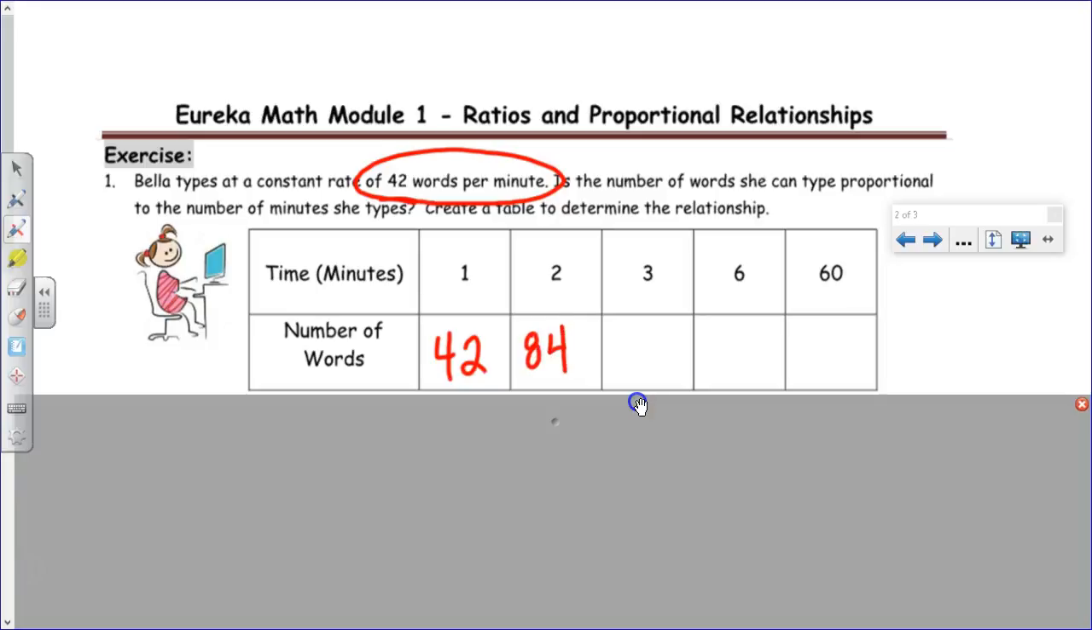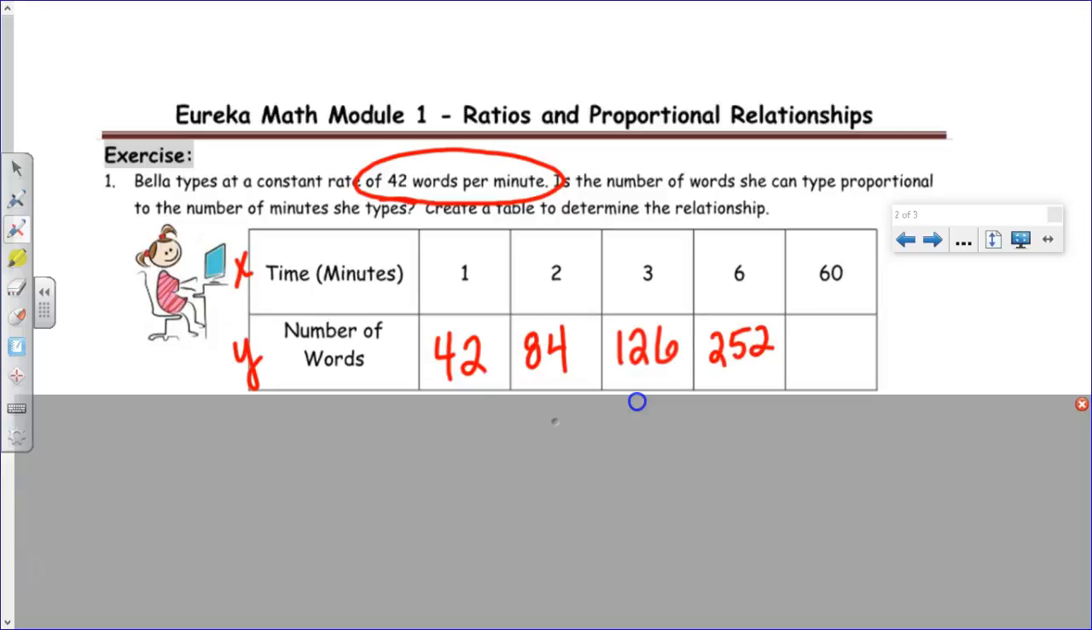Okay, 2 minutes would be 84 words. Let's put this X and Y here. We're going to get into that upcoming, so I want you to keep seeing that. 3 minutes, she could type 126 words. 6 minutes would be 252 words.